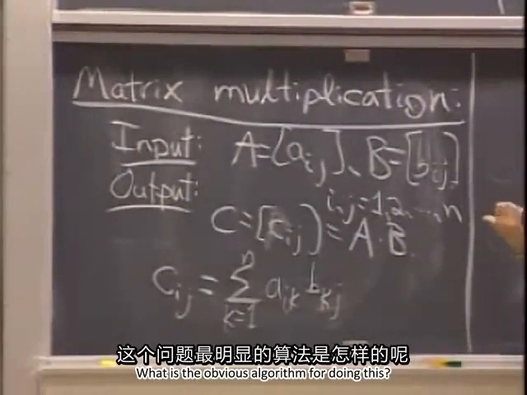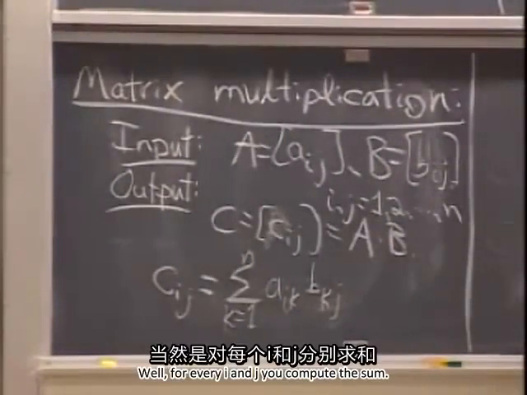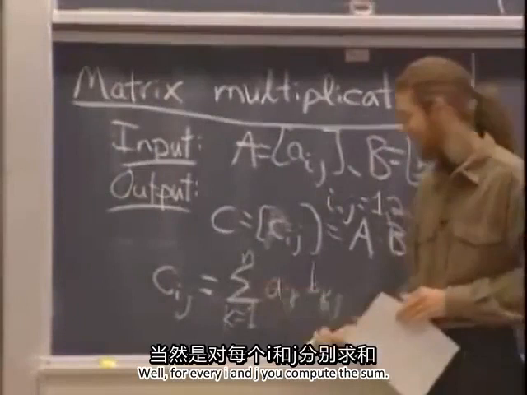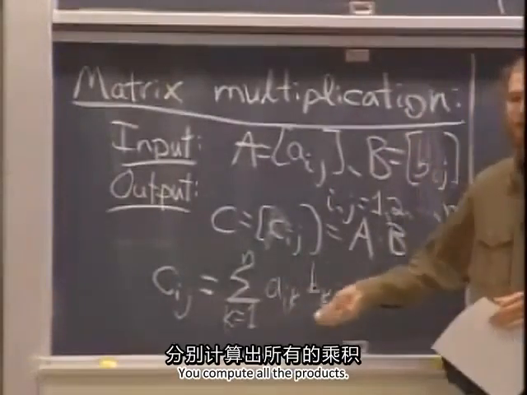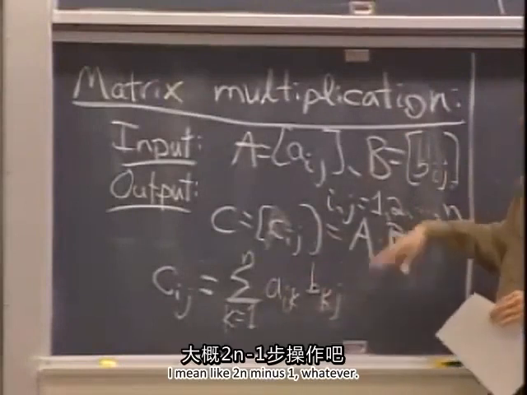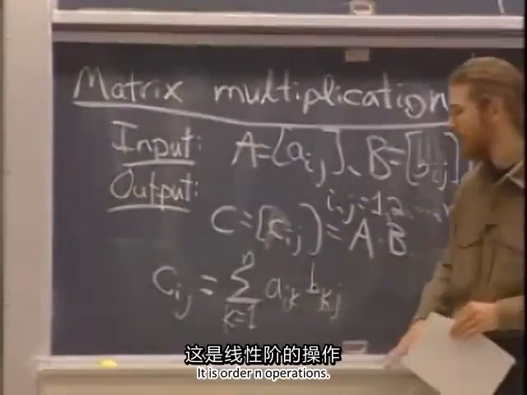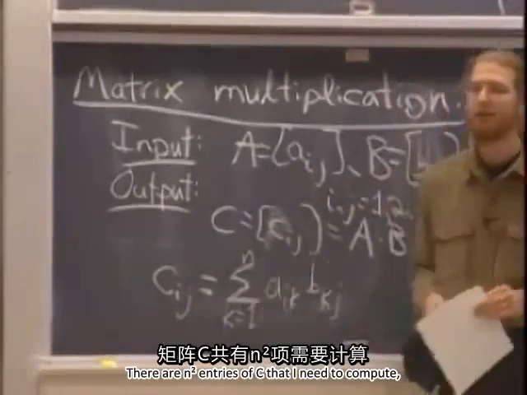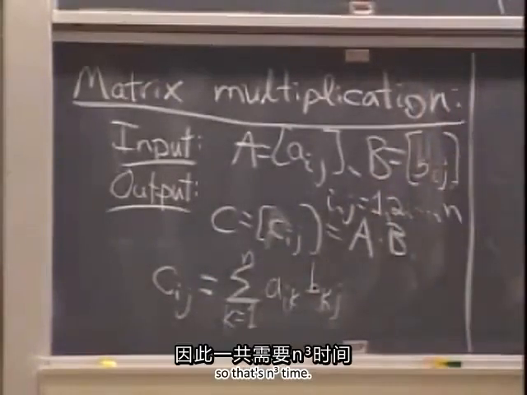So what's the obvious algorithm for doing this? Well, for every i and j, you compute this sum. You compute all the products, you compute the sum. So that's like n operations here roughly. I mean, like 2n minus 1, whatever. It's order n operations. There's n squared entries of C that I need to compute, so that's n cubed time.